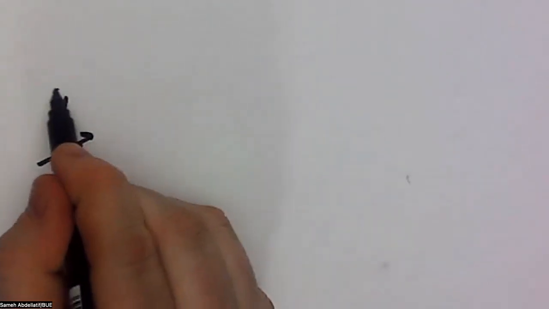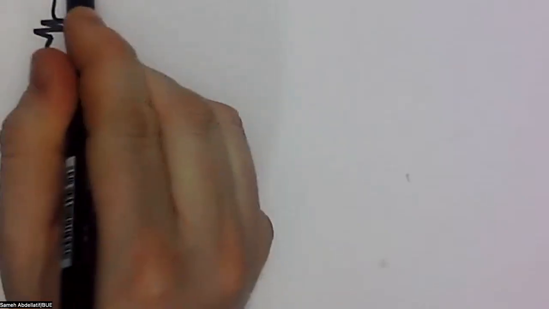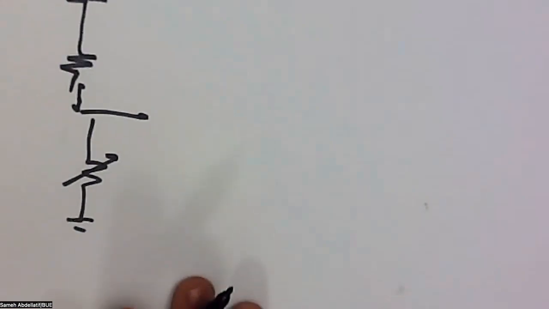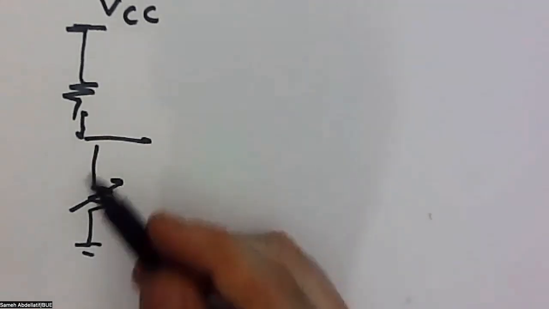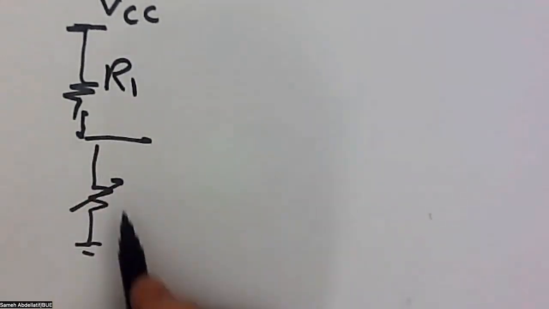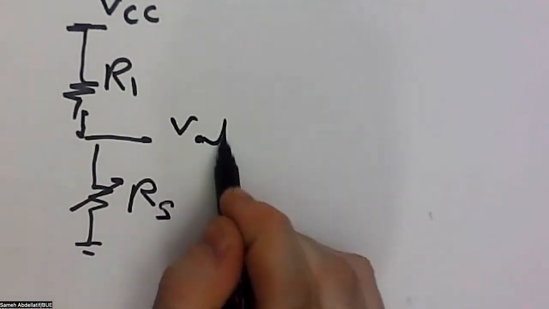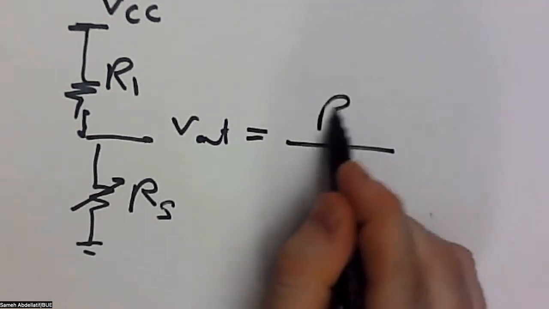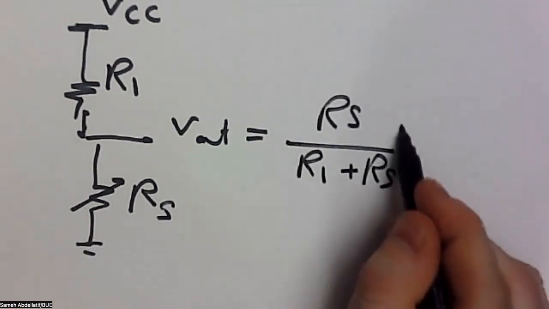So the easiest way to convert this into a voltage is to make something like that. So let's put it like there, and then we have a resistance here. I will call this VCC, for example, or any voltage. And here, let's call this R1, and let's call this RS, just to denote the sensor. So the voltage here, V out, is equal to RS over R1 plus RS times VCC.